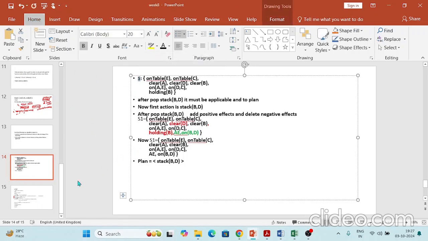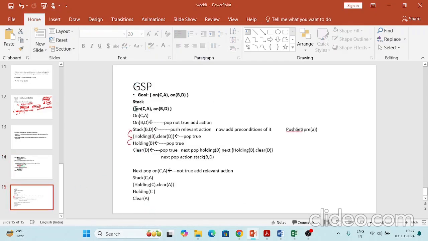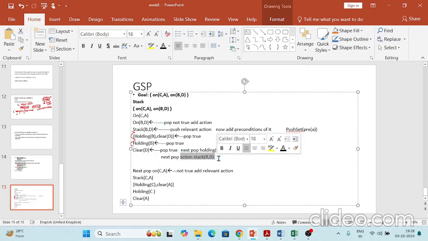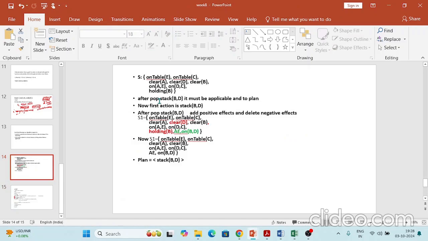Whenever we do this procedure, whenever we push an action, add the preconditions and go on. Whenever we pop an action, stack BD here, then automatically the state will be changed whenever the stack is popped. So after the pop of stack BD, this is the first action we are doing on the start.